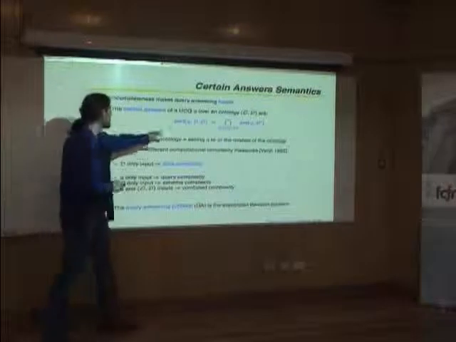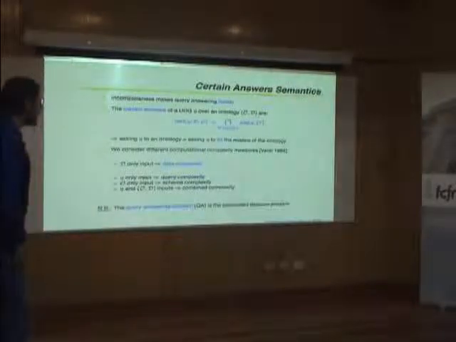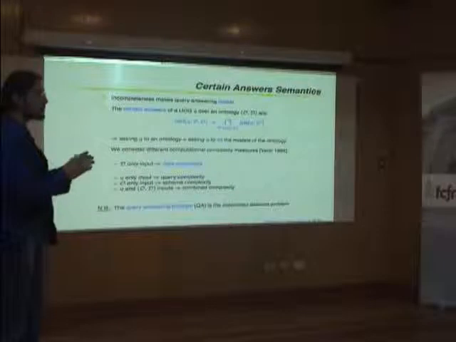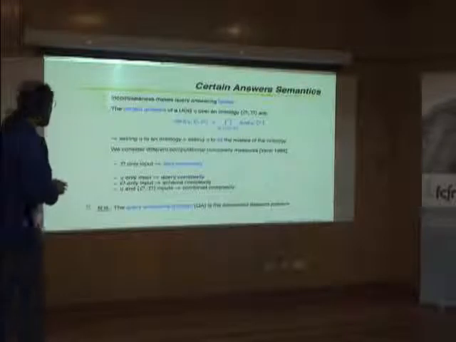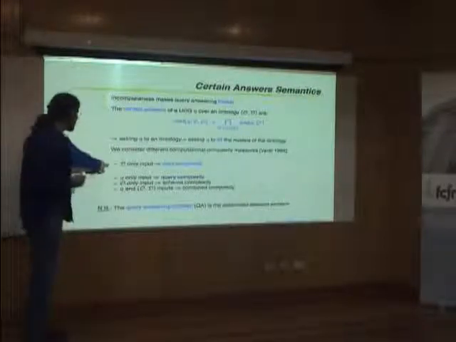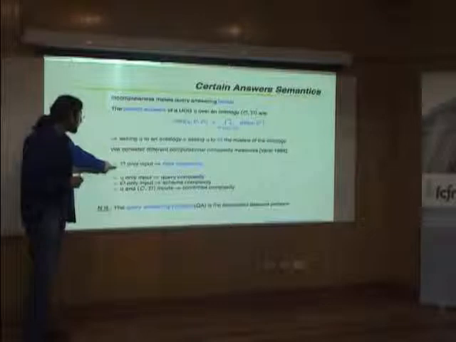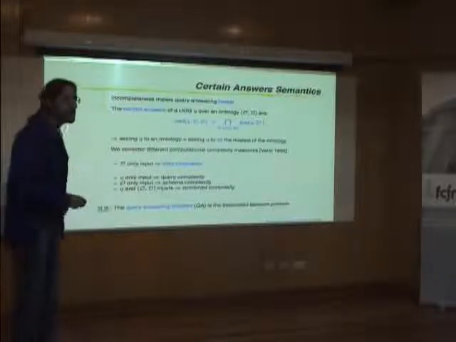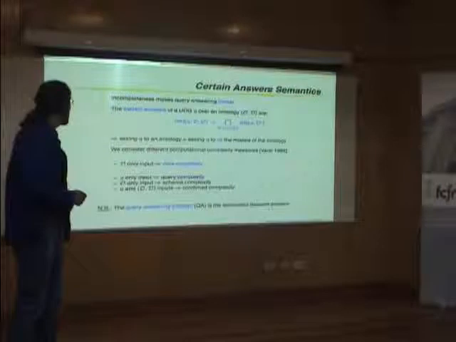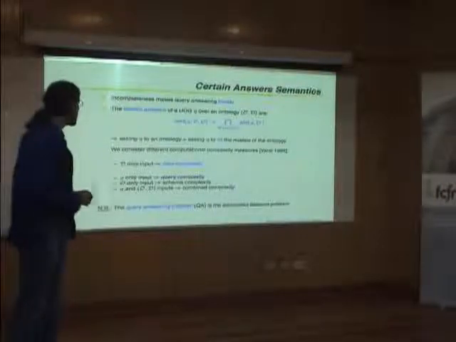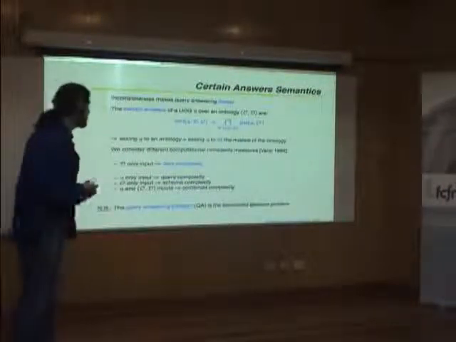There are, as you can see, three inputs to consider, and it is traditional to split the decision problem, not according to these parameters, but into several subproblems, of which the first is the most important. The first is when you consider the database as the only input. This is data complexity. If you consider Q as the only input, you get query complexity. If you consider the terminology as the only input, you get schema complexity. And if you consider all the inputs, you speak about combined complexity.